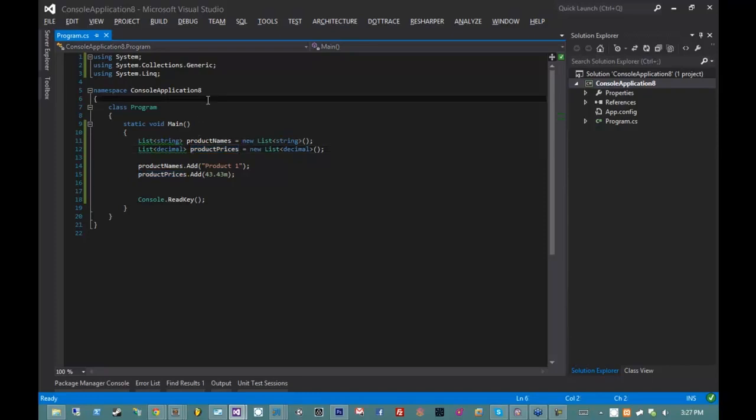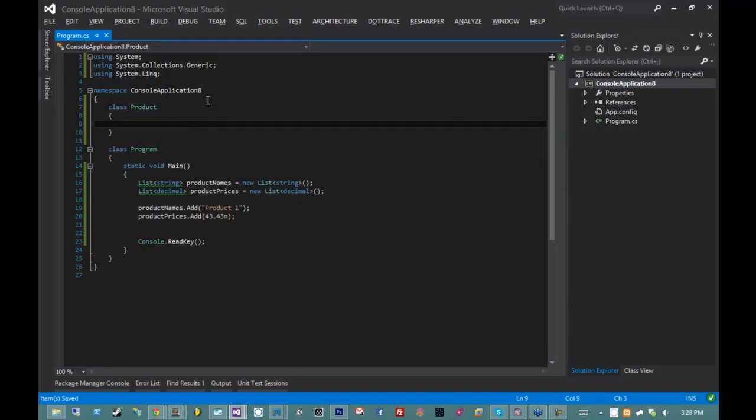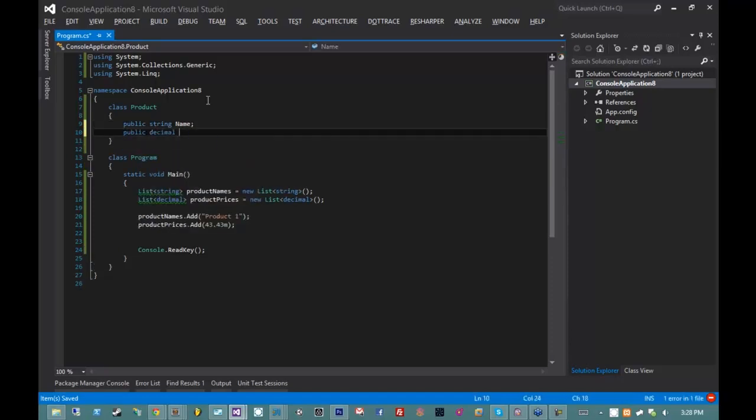So let's create another class. Now, this isn't the best way to define a class, but it is the simplest bit of syntax that I can use at this point to demonstrate what I'm talking about.